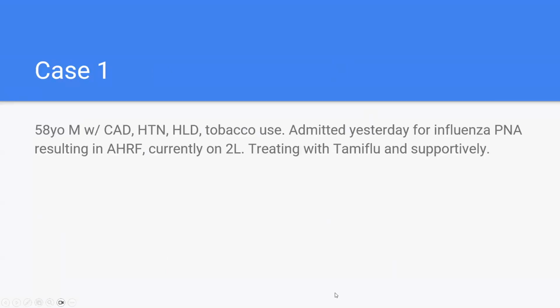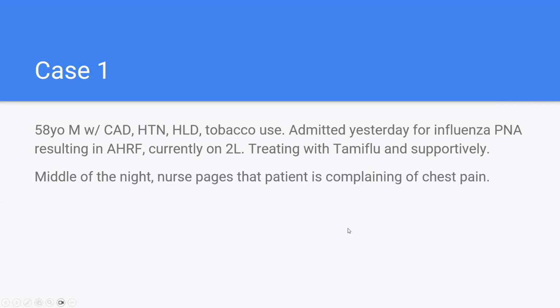All right, so starting off with a case. We have a 50-year-old male, history of CAD, hypertension, cholesterol, tobacco use. He was admitted yesterday to our service for influenza pneumonia, resulting in hypoxia, currently on 2 liters. We are treating with Tamiflu and supportively trying to wean oxygen. You are paged in the middle of the night, cross cover. Nurse pages that the patient is complaining of chest pain. What's your next step?